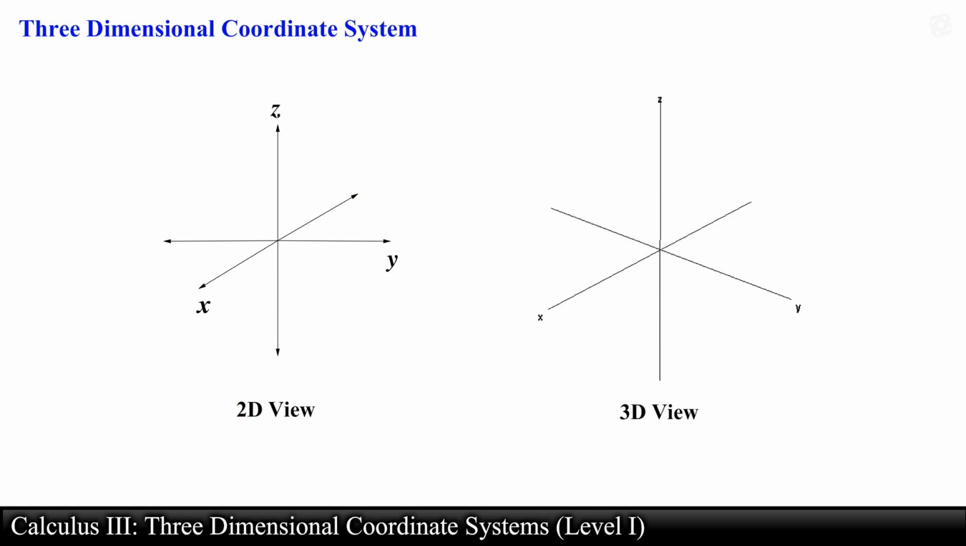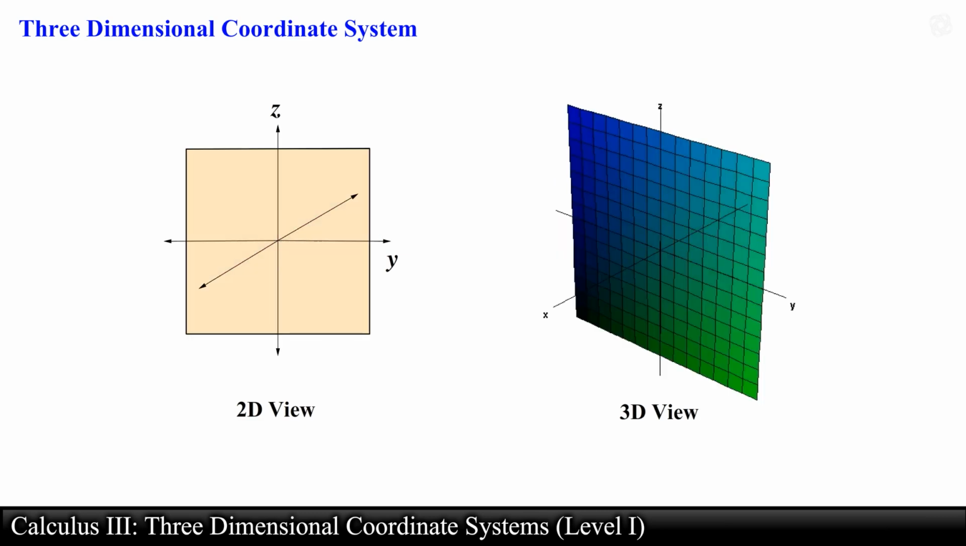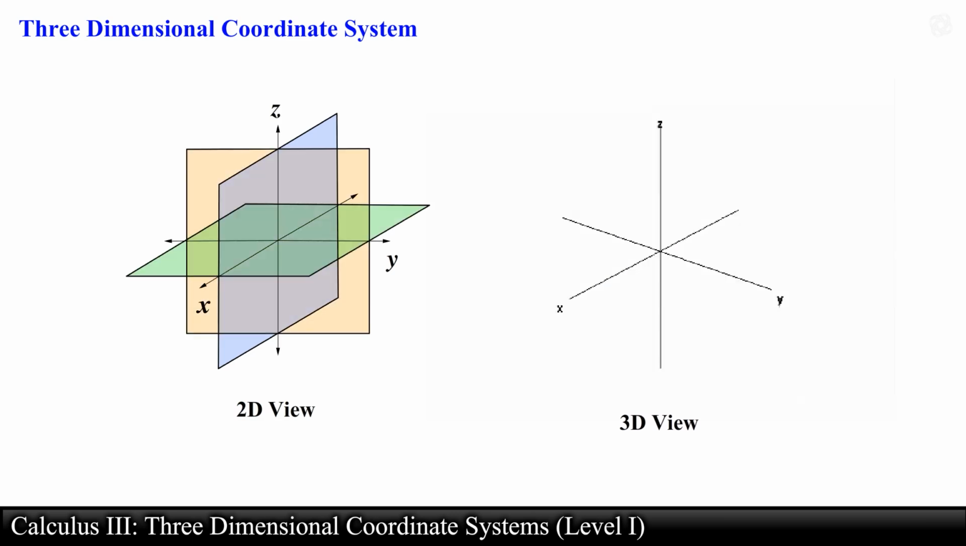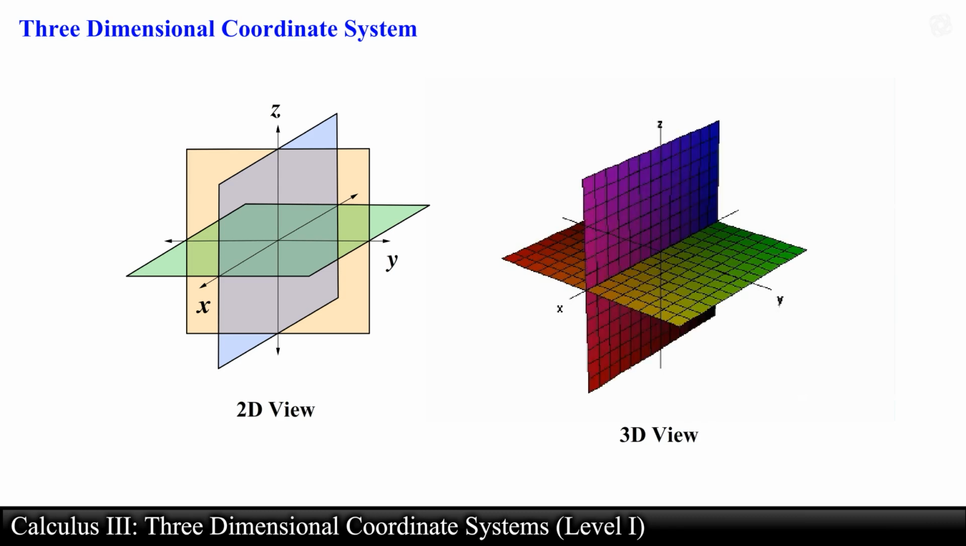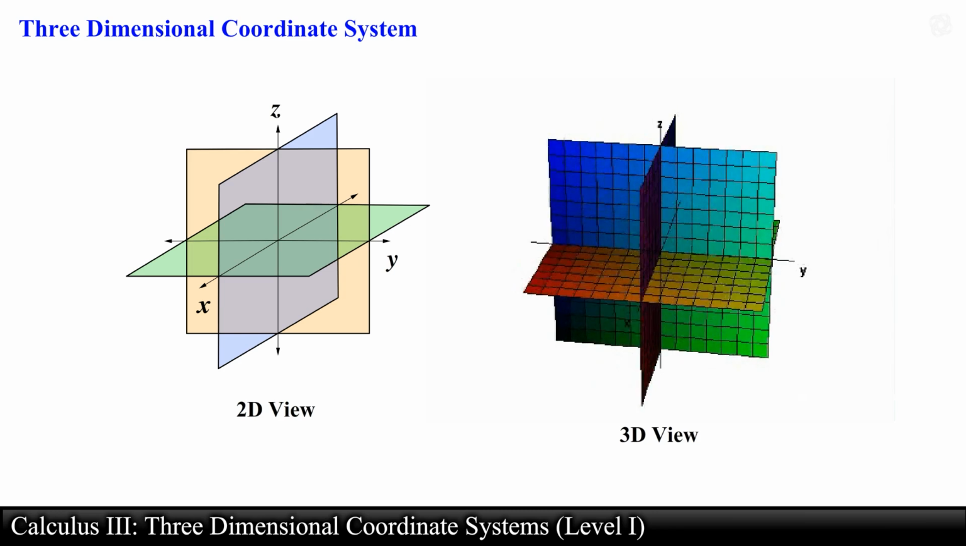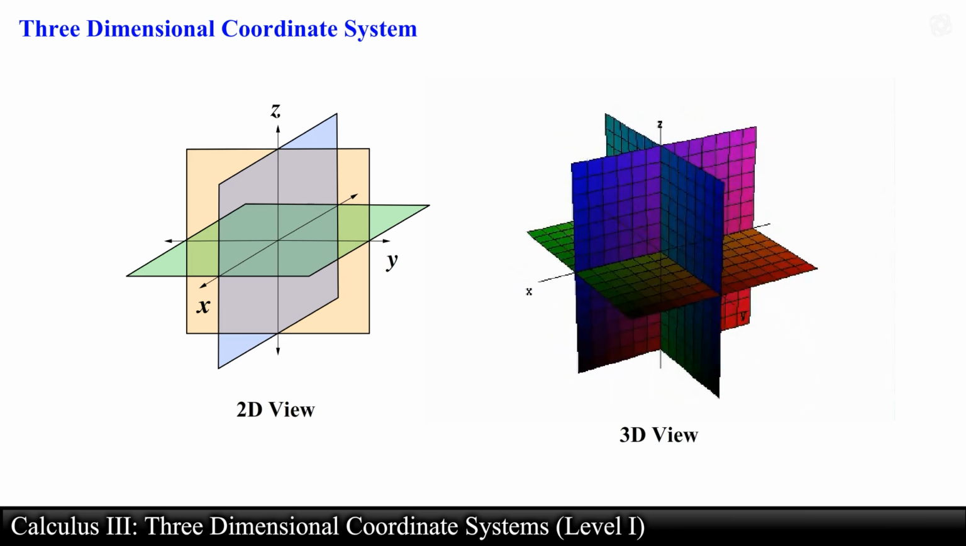In addition, the 3 coordinate axes also determine 3 coordinate planes. The xy plane is a plane that contains the x and y axis. The yz plane contains the y and z axis, and the xz plane contains the x and z axis. Together, the 3 coordinate planes divide space into 8 regions called octants. This is analogous to the quadrants of a 2-dimensional coordinate system. In this case, a 3-dimensional coordinate system divides space into octants.